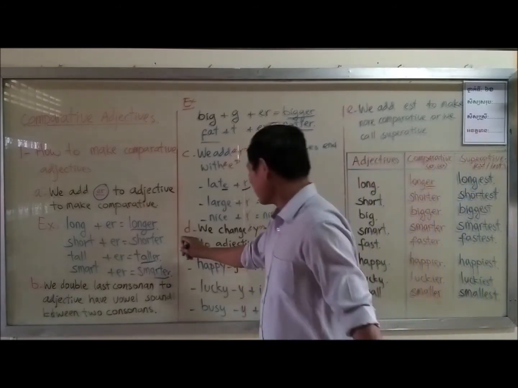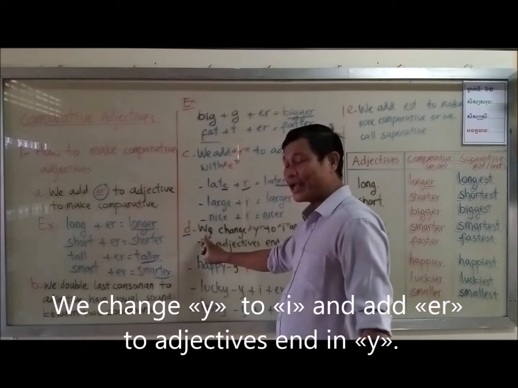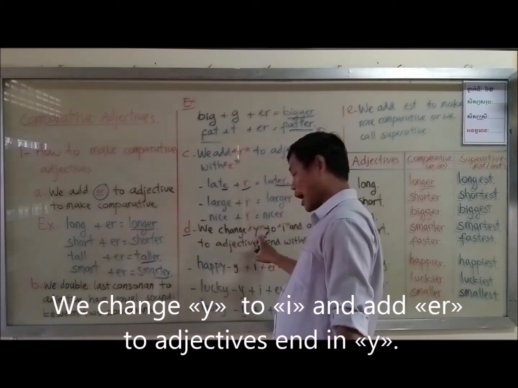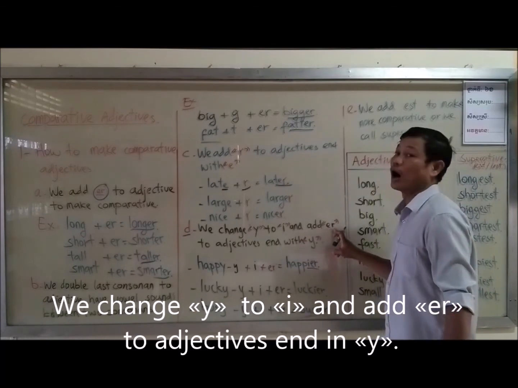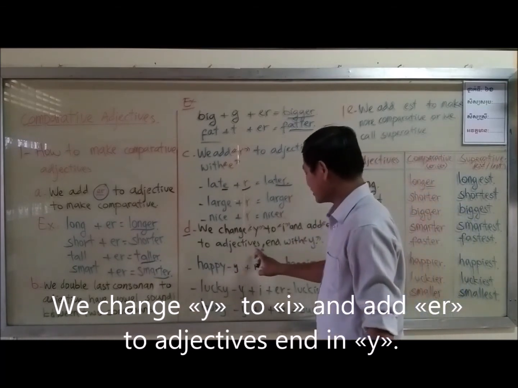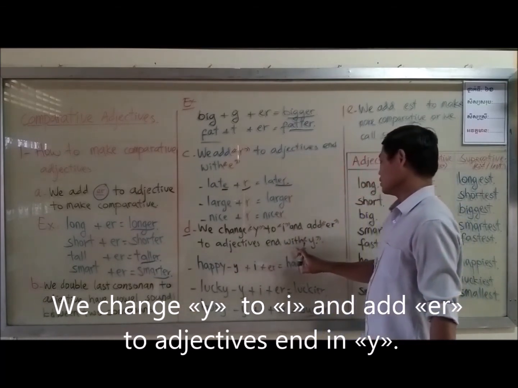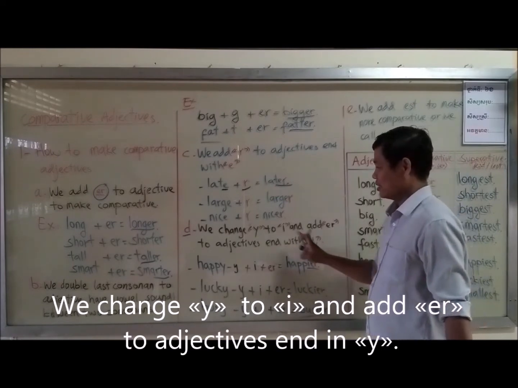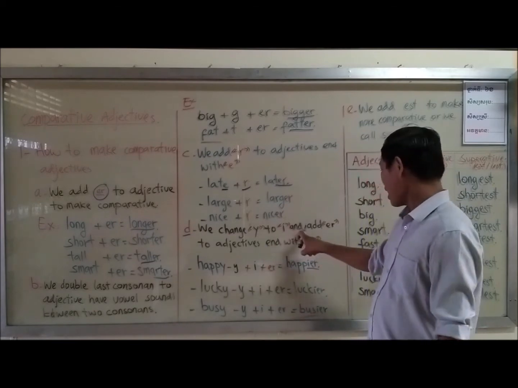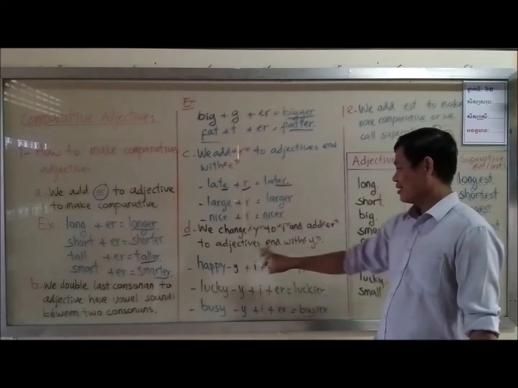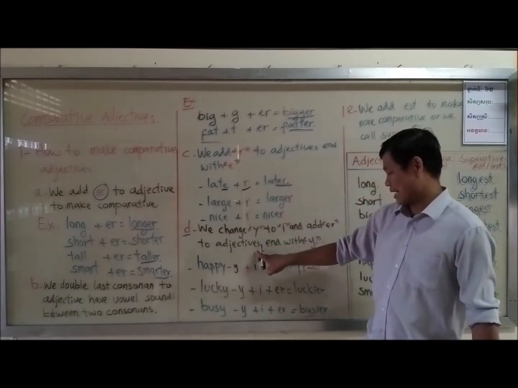Now we are going to point B. We change Y to I and add ER to adjectives ending with Y. You know Y, okay, I, then add ER.